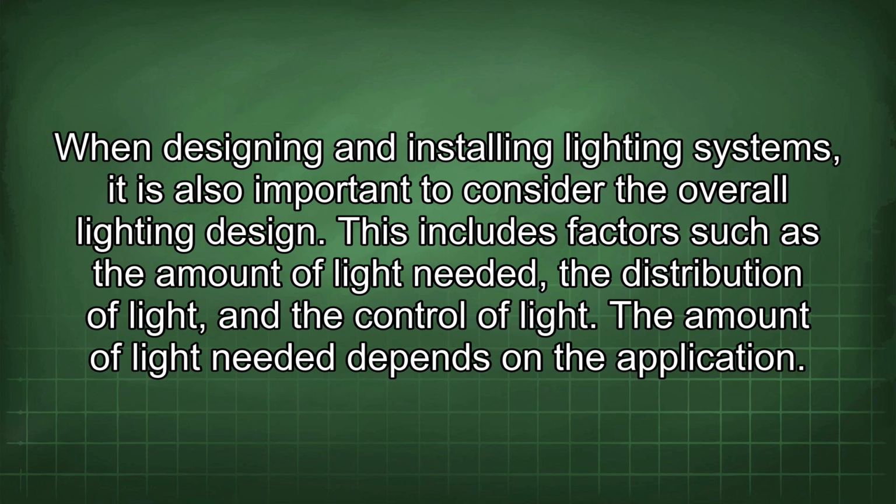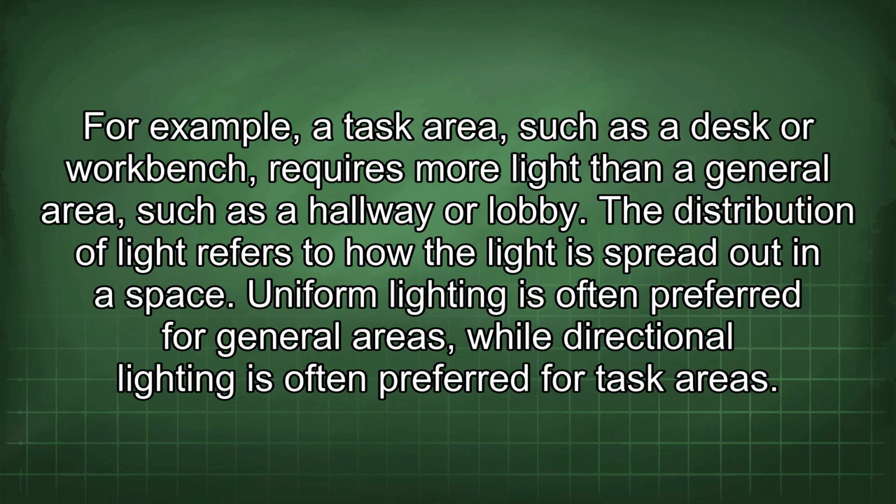When designing and installing lighting systems, it is also important to consider the overall lighting design. This includes factors such as the amount of light needed, the distribution of light, and the control of light. The amount of light needed depends on the application. For example, a task area, such as a desk or workbench, requires more light than a general area, such as a hallway or lobby. The distribution of light refers to how the light is spread out in a space.